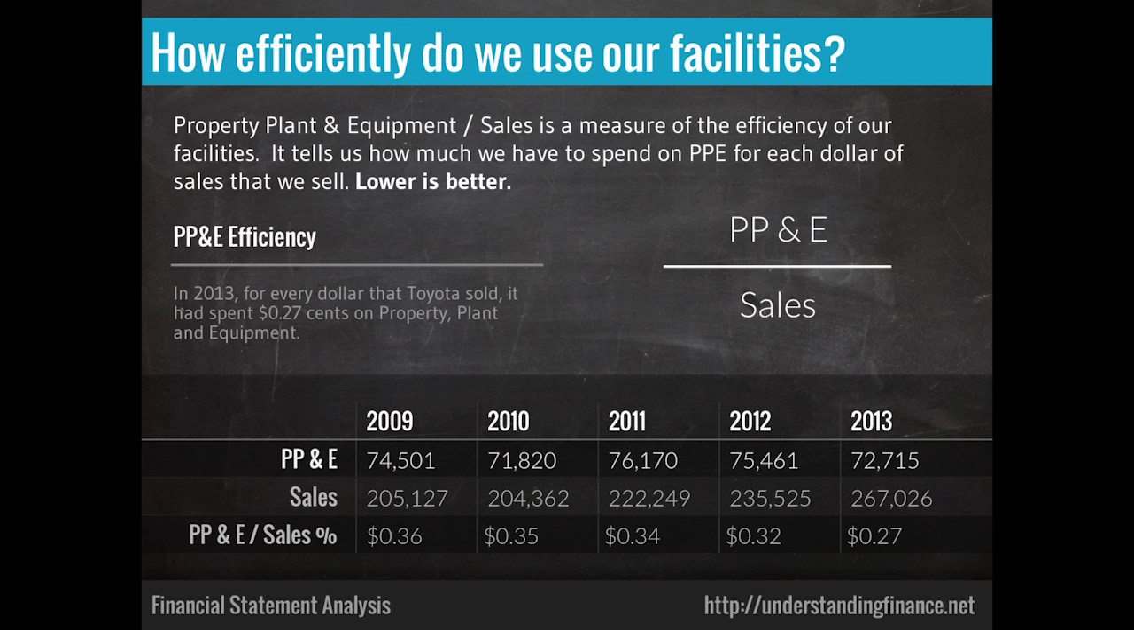So in 2013, for every dollar of revenue, Toyota had spent 27 cents or 27% on facilities. So that's important because that tells me that to sell the next dollar, they have to spend another 27 cents. The thing is, in 2009, to sell the same dollar of sales or revenue, they were spending 36 cents or 36%. So you can see Toyota is getting much more efficient with their manufacturing facilities because it's taking them less money to sell the dollar, less investment in property, plant, and equipment. So that's the key to PP&E efficiency and whether a company is getting more or less efficient over time. It's really a measure of utilization.